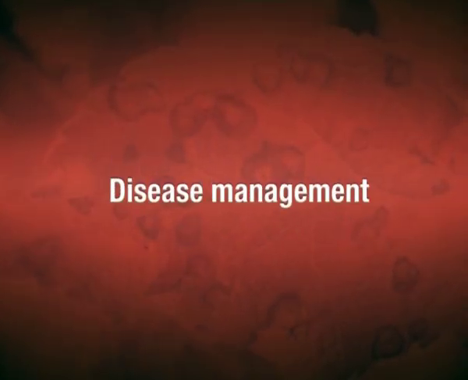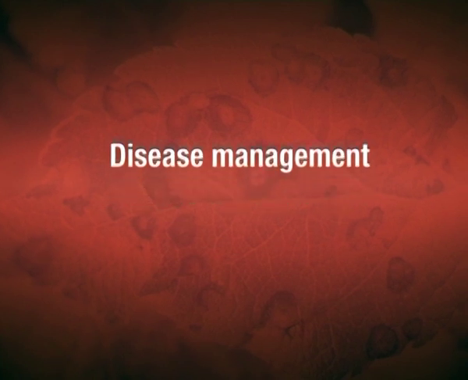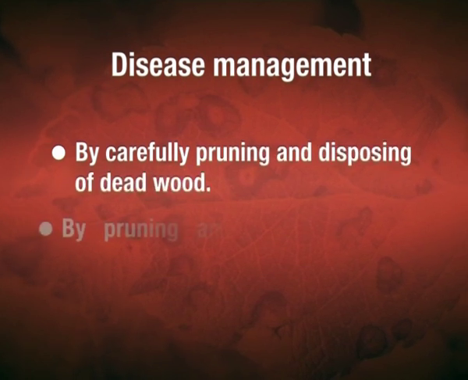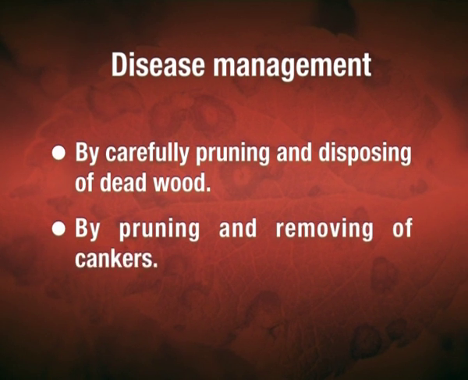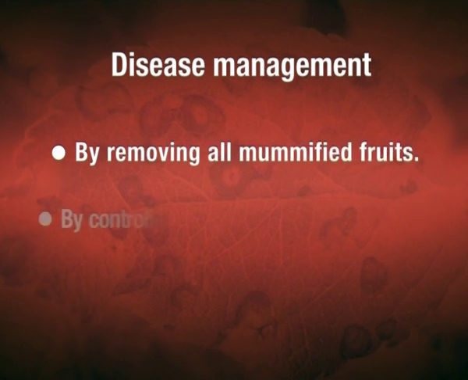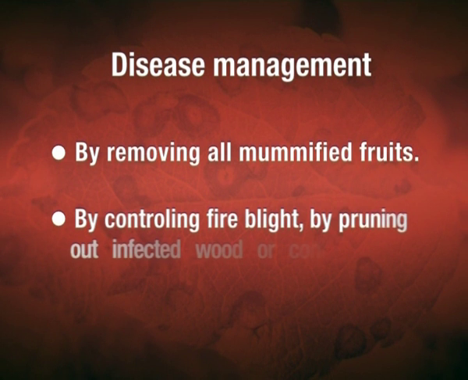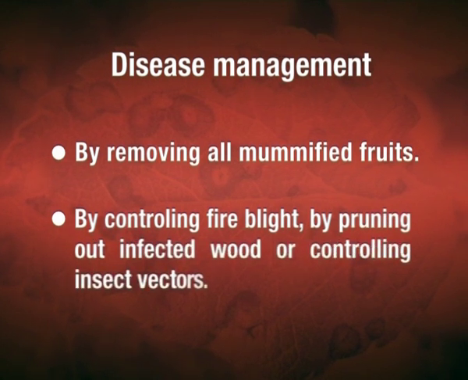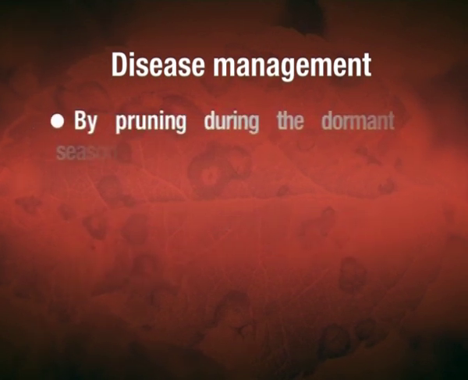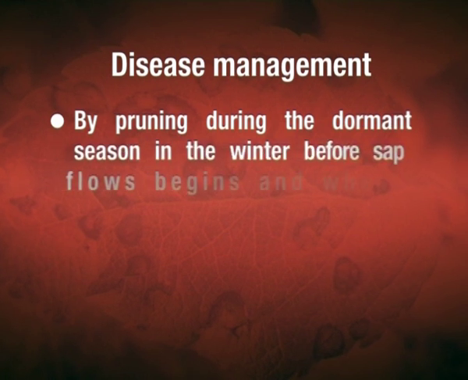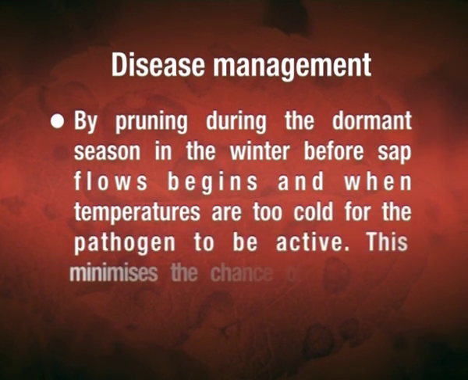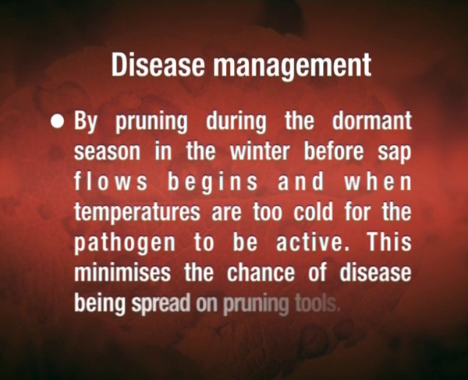This disease can be managed in the following ways: by carefully pruning and disposing of dead wood, by pruning and removing of cankers, by removing all mummified fruits, by controlling fire blight, by pruning out infected wood or controlling insect vectors, by pruning during the dormant season in the winter before sap flows begin and when temperatures are too cold for the pathogen to be active. This minimizes the chance of disease being spread on pruning tools.